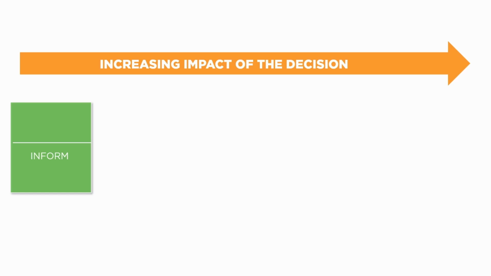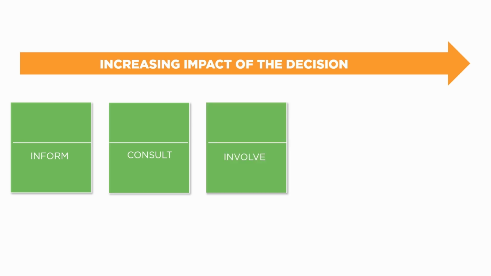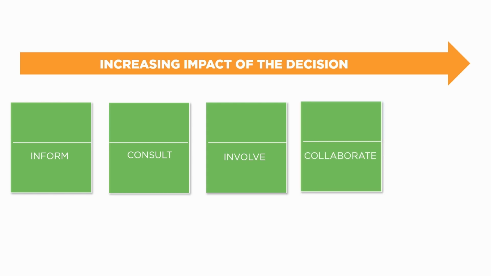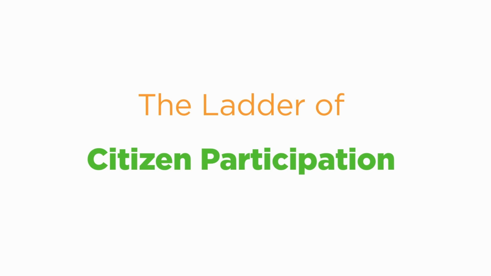Inform, providing information to help the community understand issues and solutions. Consult, getting feedback from the community on decisions and plans. Involve, working directly with the community to ensure their concerns are considered. Collaborate, partnering with the community in decision-making processes. And finally, empower, giving the community final decision-making power. This spectrum helps companies decide on how much involvement the communities should have in certain situations.